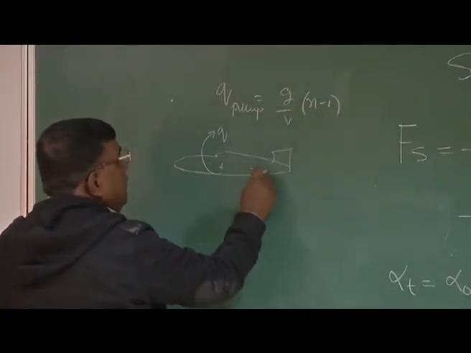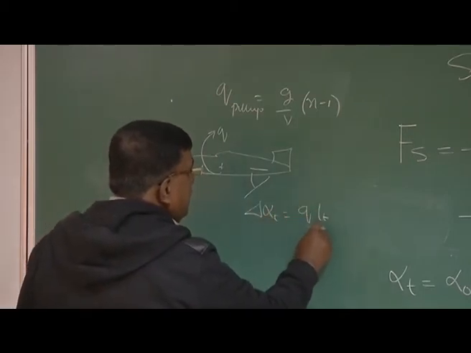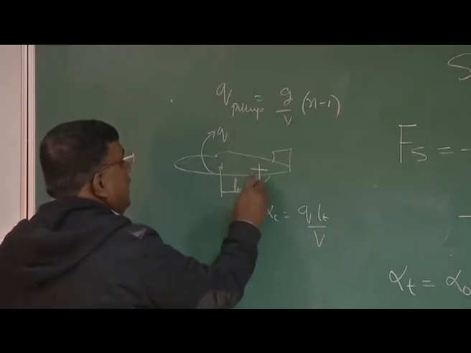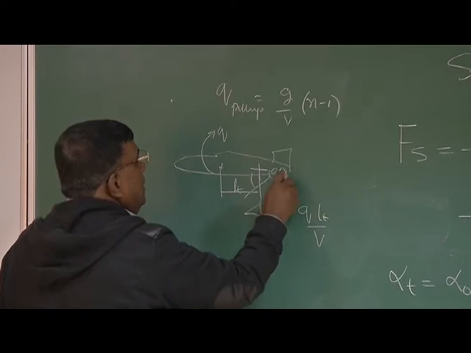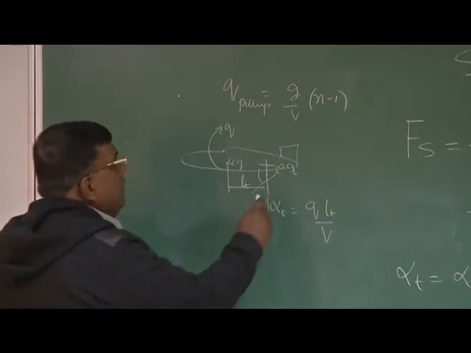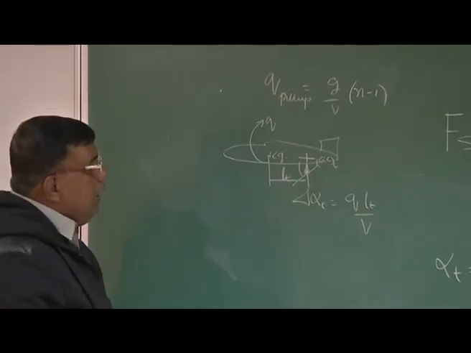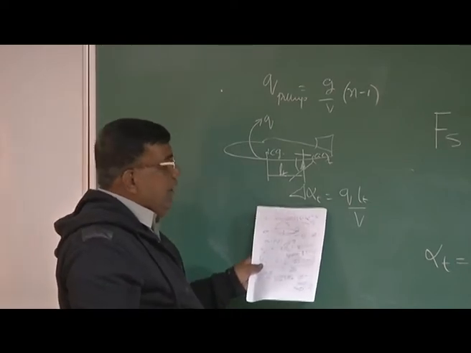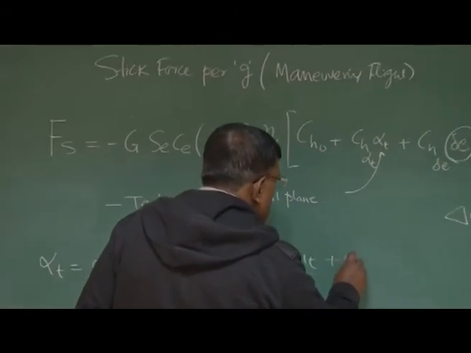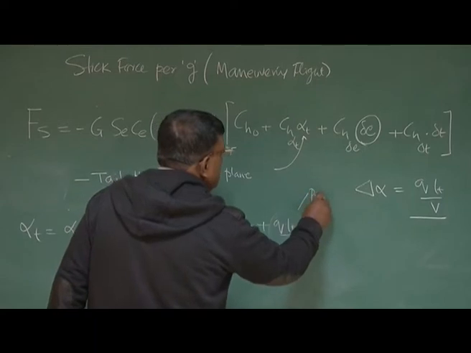So what will be the delta alpha here? Delta alpha tail will be Q lT by V, where lT is the distance from the AC of the tail to the CG. Q lT by V we have already done. So now the tail angle of attack has to be modified by this factor. So I'll add one term, Q lT by V. This is coming from the pull-up.